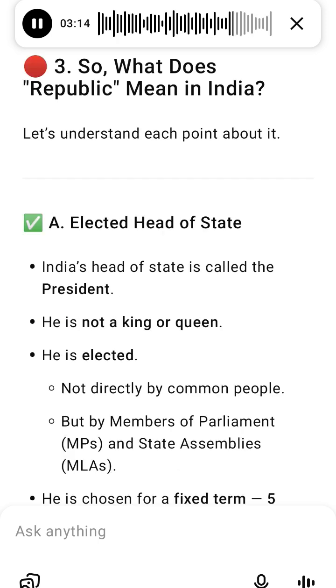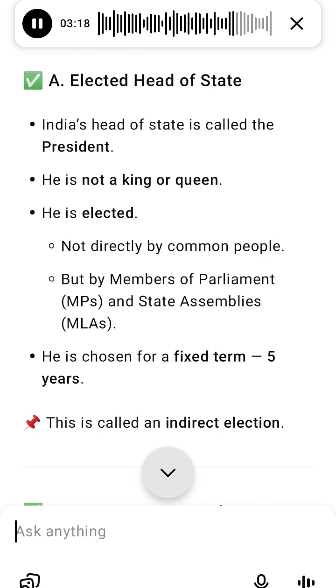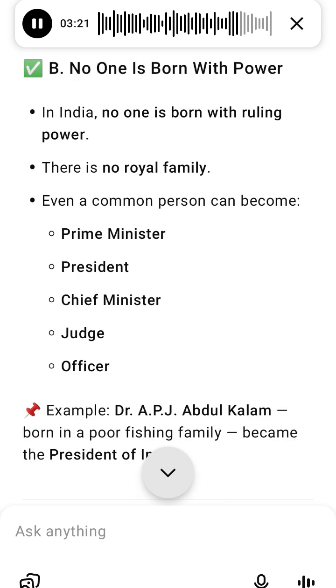C. Power belongs to the people. In a republic, the real power is in the hands of the people. The leaders represent the people and can be removed after their term. The people, through elections, choose who governs them.